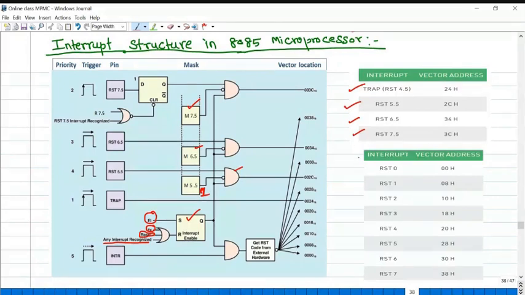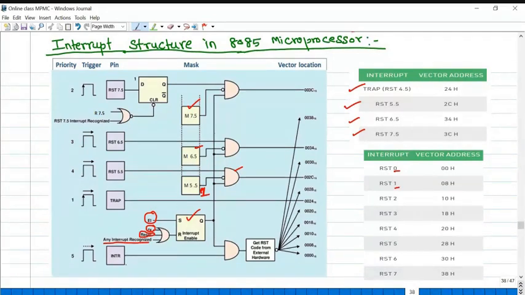Apart from that, there are software interrupts, that is RST 0 to RST 7. The corresponding vector addresses for RST 0 to 7 are specified over here. Yesterday, I explained how to calculate this vector address with the help of this number.